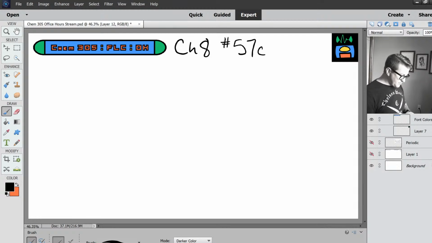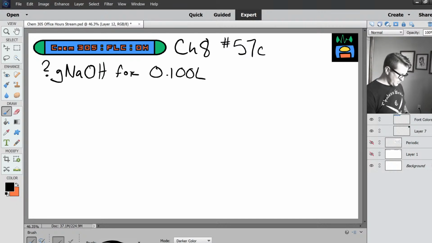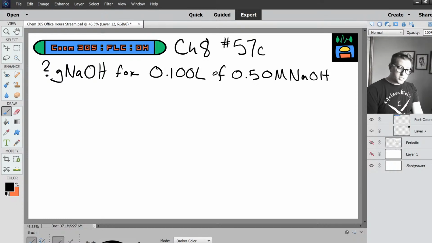Calculate the grams of sodium hydroxide needed to prepare each of the following solutions. So we're being asked to find grams NaOH, and in part C we're told that we have 0.10000 liters of a 0.50 molar solution.